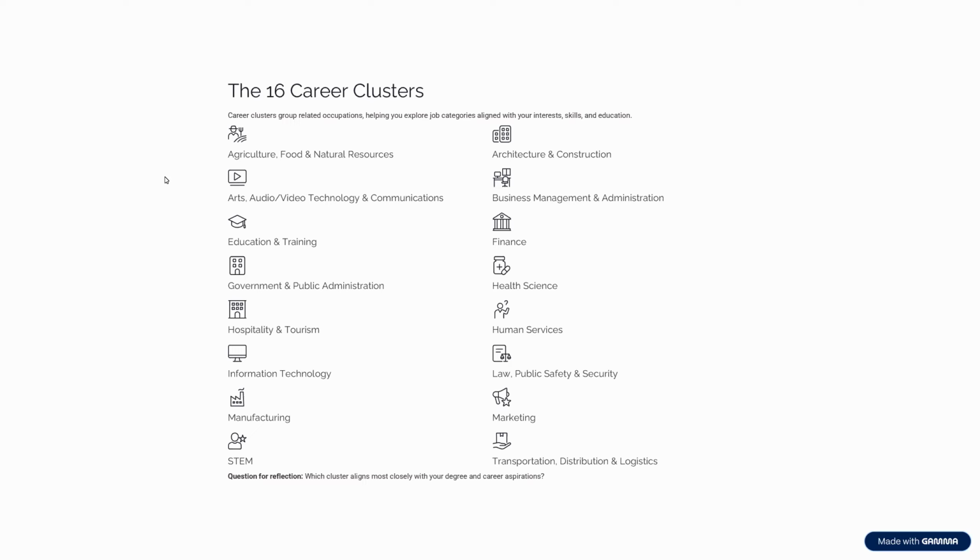We have STEM. You know what STEM means, right? Science, technology, engineering, mathematics. They work together. Those are clusters. We have business, management, and administration. They work together. We have law, public safety, and security. They work together. We have transportation, distribution, and logistics. They work together. These are examples of career clusters.